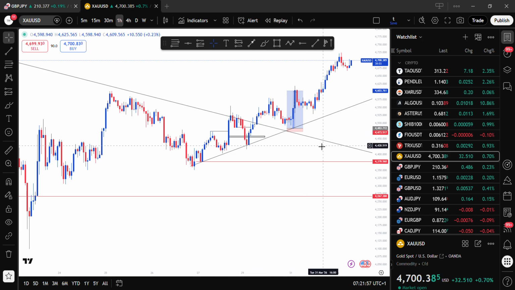Now we'll be looking at the XAU USD. As you can see, XAU USD has been respecting this trend line for a while now. This is the first bounce, the second bounce, third bounce. So here should be an entry for us.